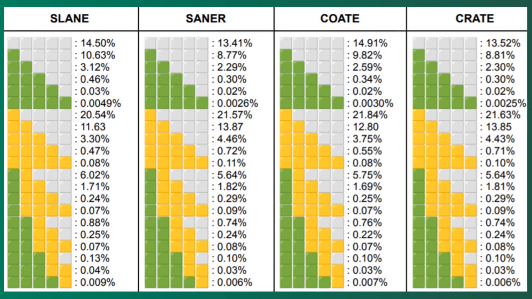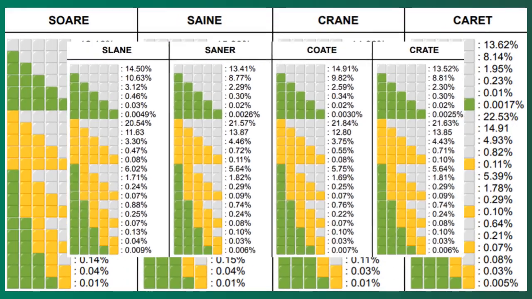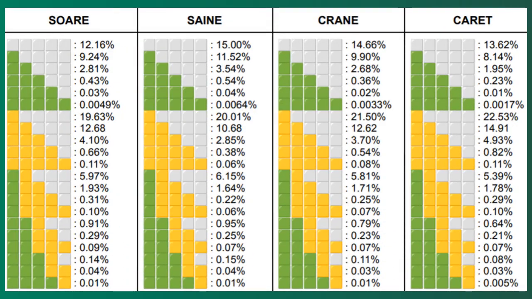It's important to note, the tiles are not meant to be in that specific order. This just determines the likelihood of hitting any combination of these tiles. For example, if you take a look at soar, your odds of getting a single green tile at any position is 9.24%, whereas your odds of hitting a green and a yellow anywhere in the word is 5.97%. You're better off pausing the video and taking a closer look at these numbers if you're really interested.